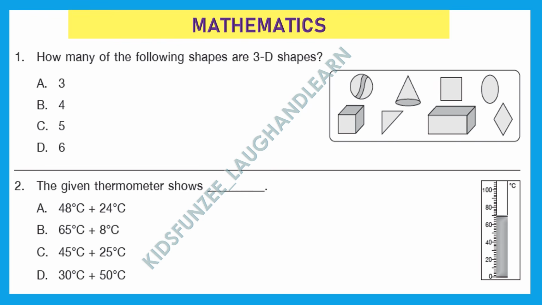Level 2 question paper will have two sections. One would be mathematics and the other one would be achievers section. So let's first solve the mathematics section.